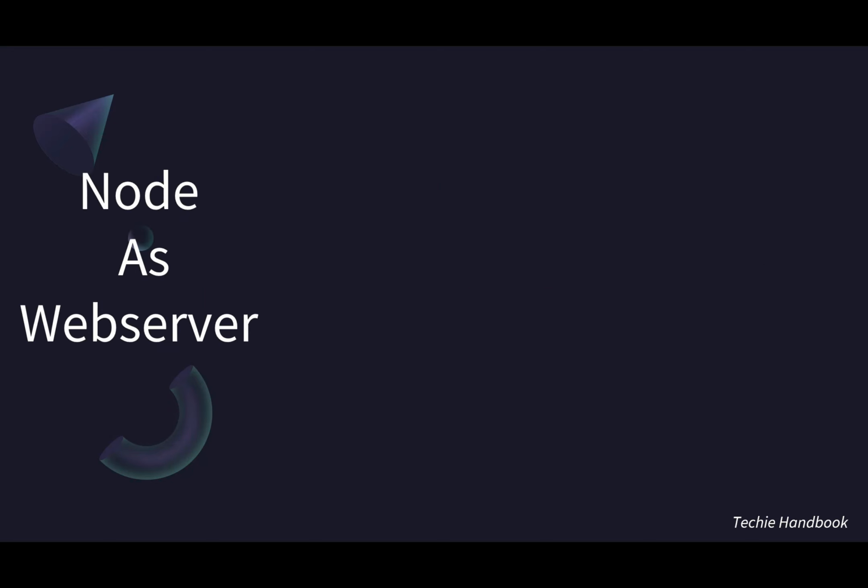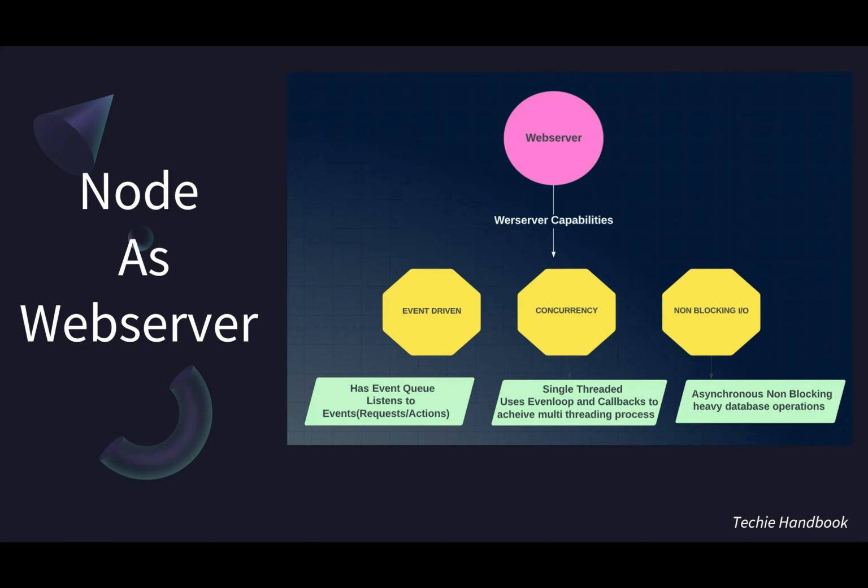Node as a web server. Node has all the common qualities to behave as a web server. If you look at this diagram, there are certain qualities like event-driven, concurrency, and non-blocking I/O operations present in Node.js, which are the basic characteristics of any web server. Event-driven. Node follows the event-driven model. It means that it emits events and it also listens to events. An event is nothing but an action or any request. Node maintains an event queue to keep track of its requests and responds one by one.